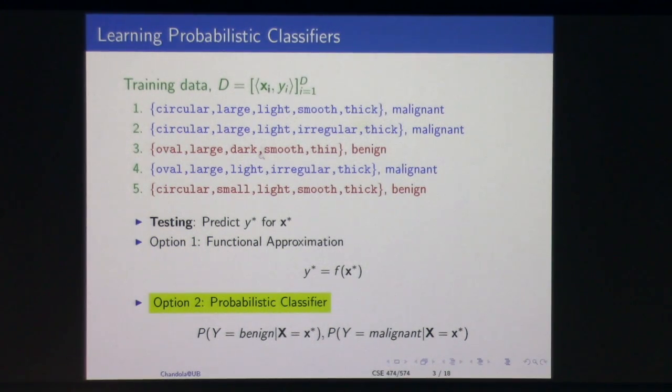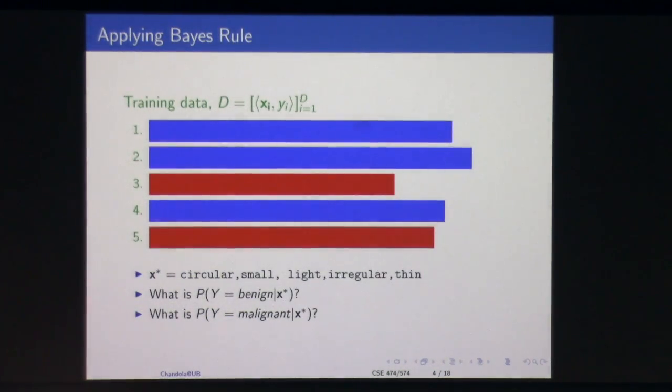So at testing time, what we want to figure out is what is y star for a new x star. In neural networks, perceptrons, what we did was we tried to figure out that function. So neural networks is just a functional approximation that connects y and x. But in probabilistic classification, instead, we try to estimate these probabilities. So what we do is, as I said, we apply Bayes' rule. So let's say this is our training data.